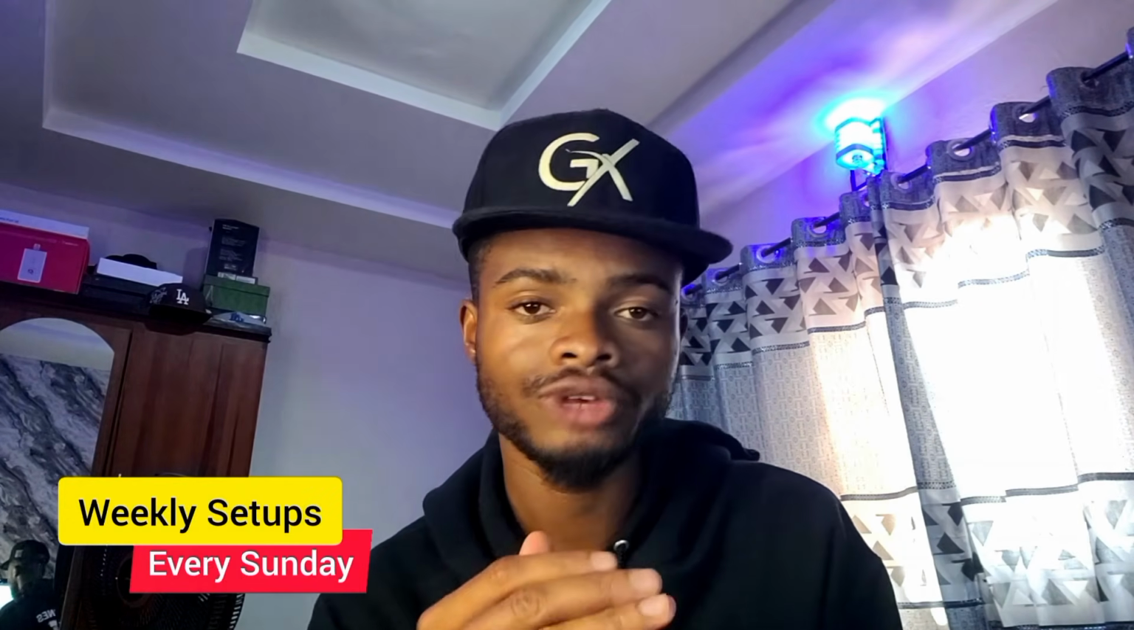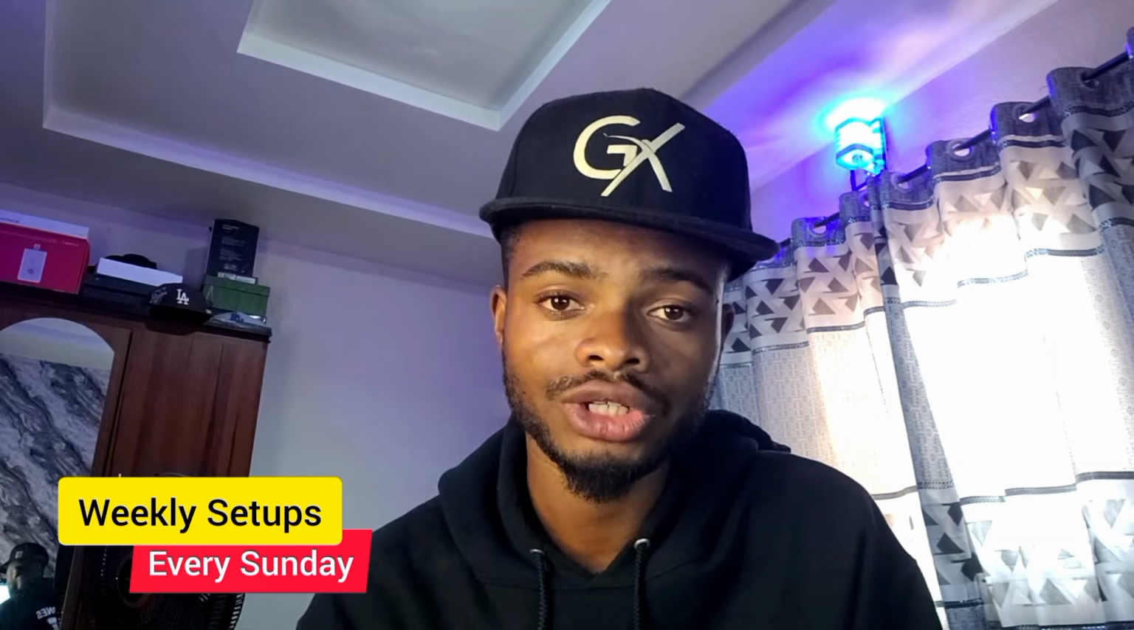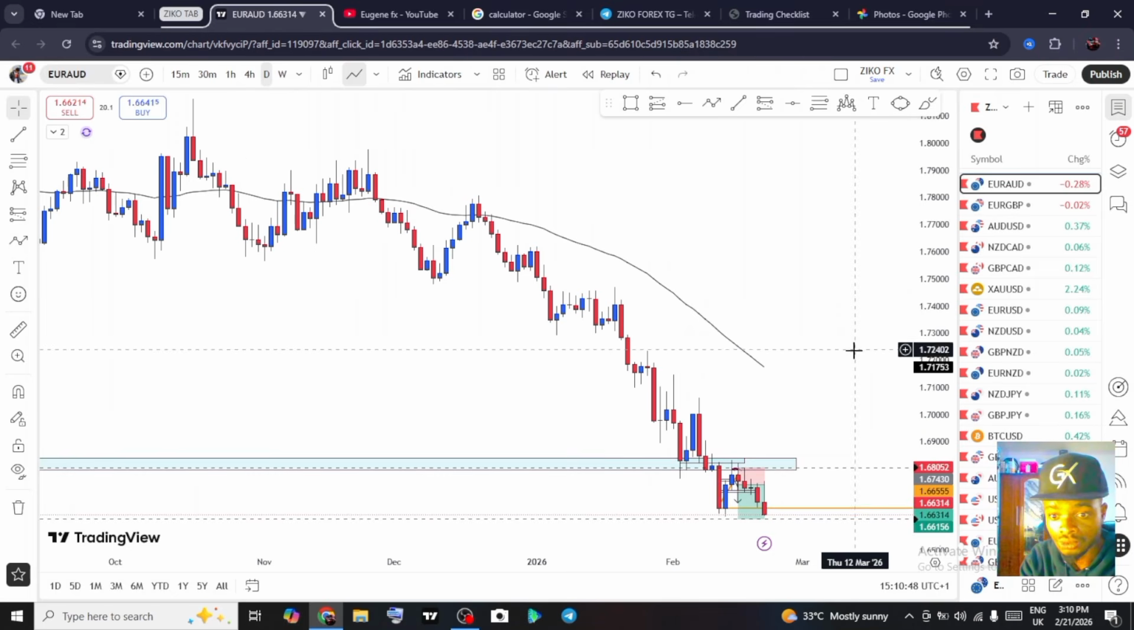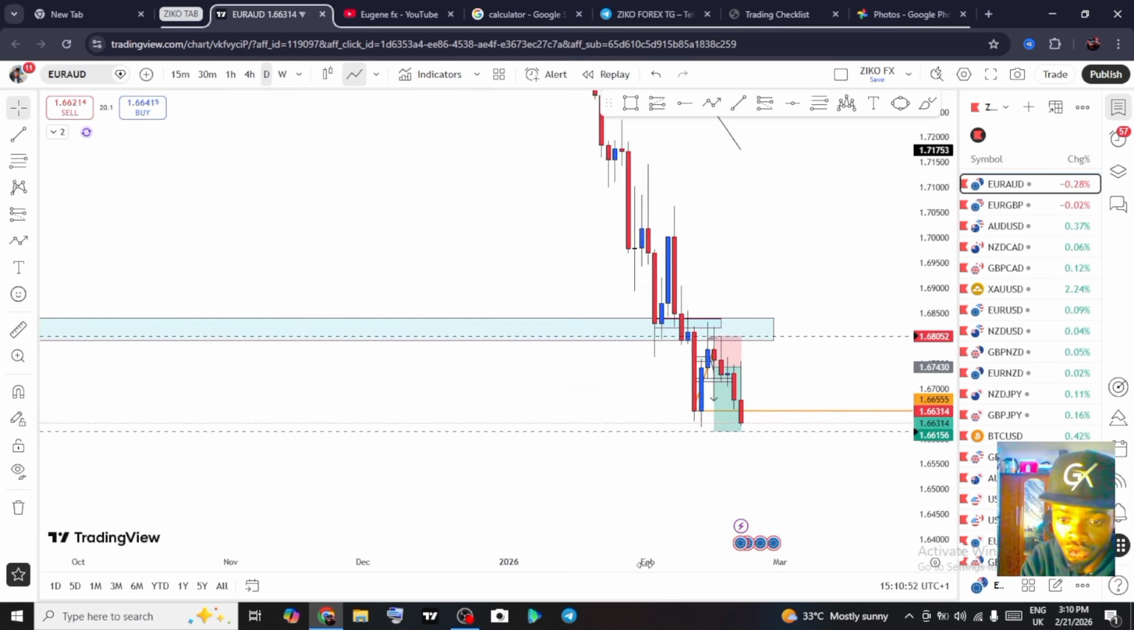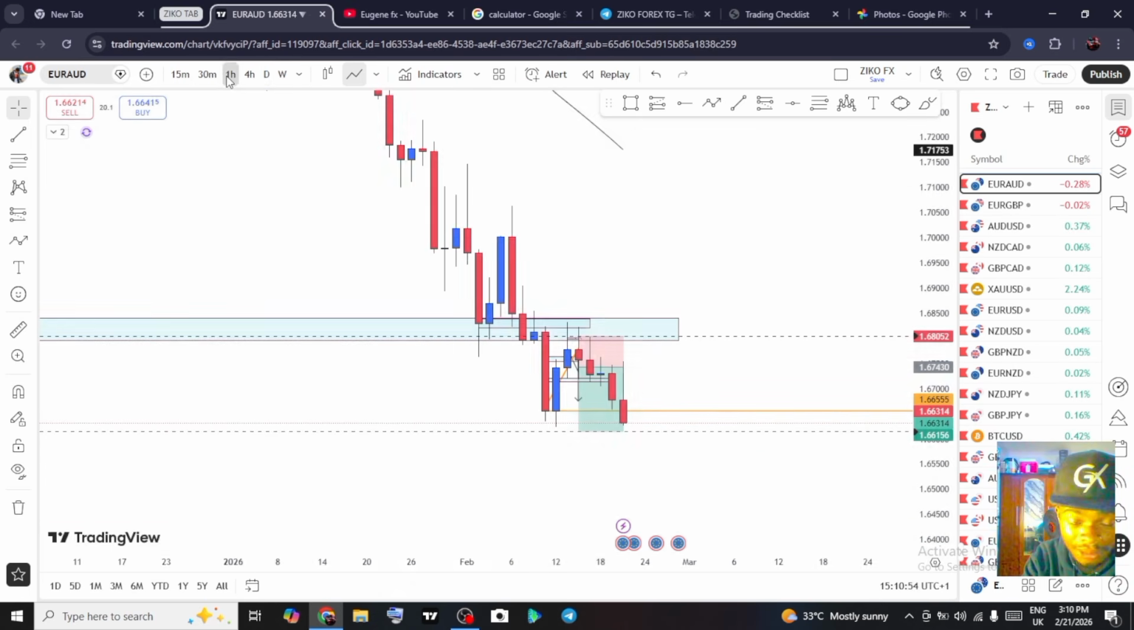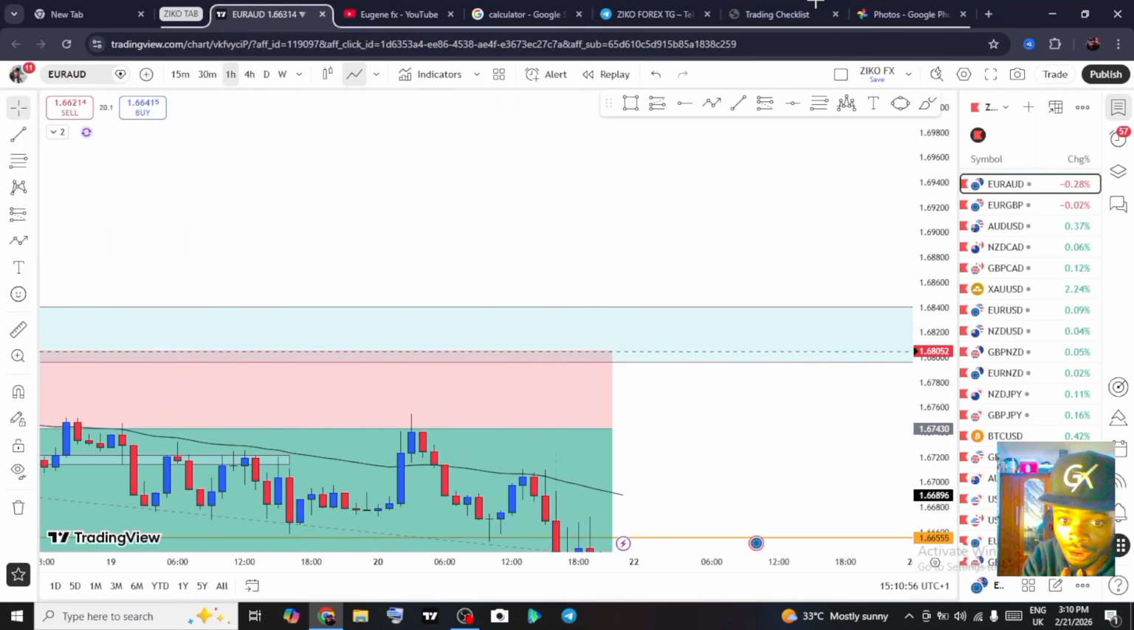So I'm done analyzing over 20 pairs using the fxalexg setup strategy, and this right here is what we have for this next week. So the very first pair is the Euro AUD, right? Because I'm still holding this trade.